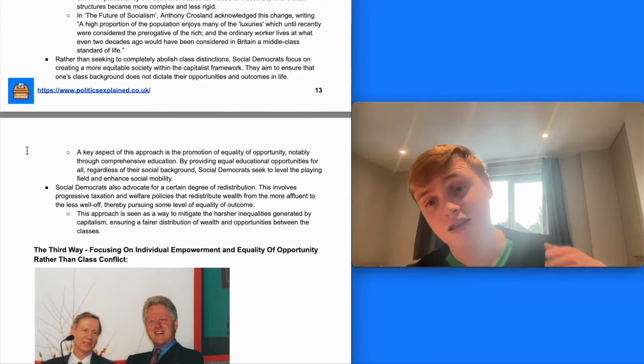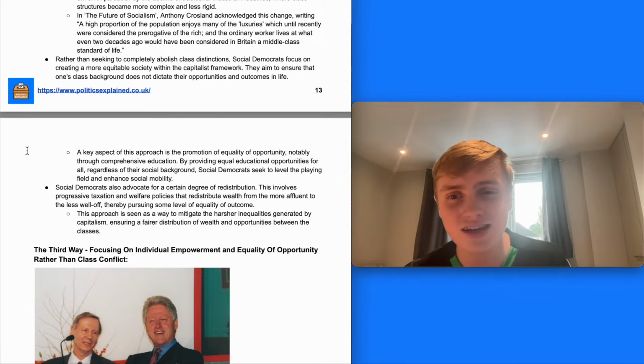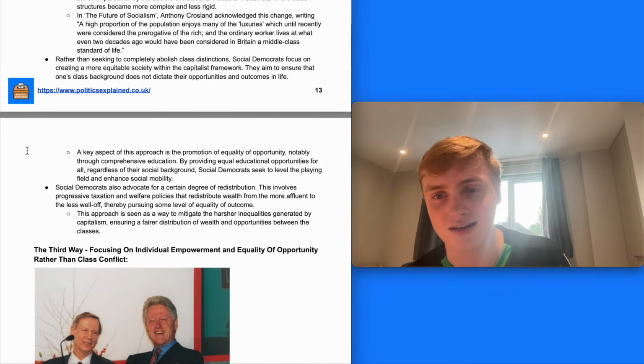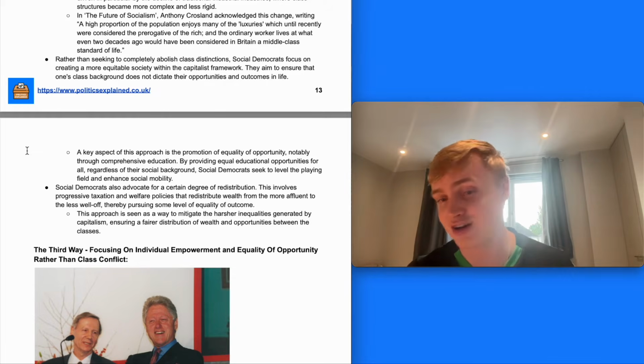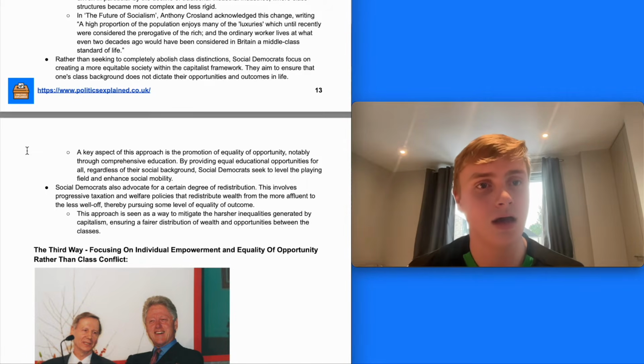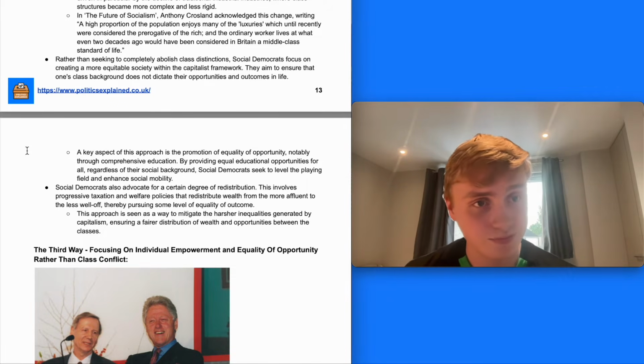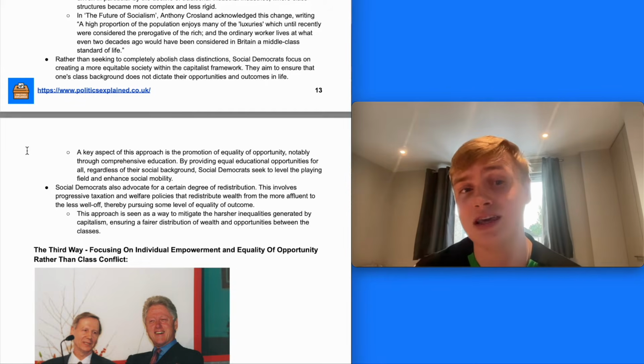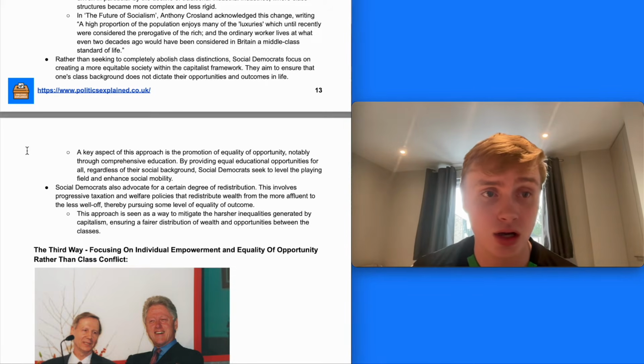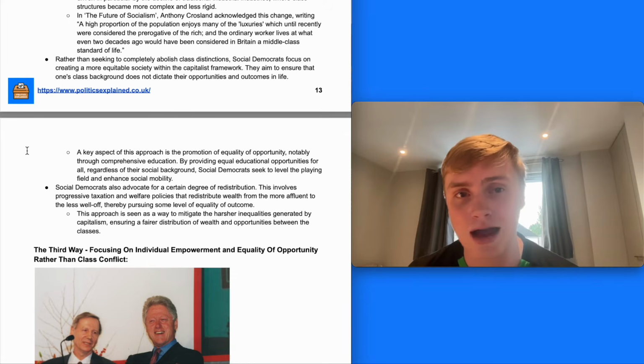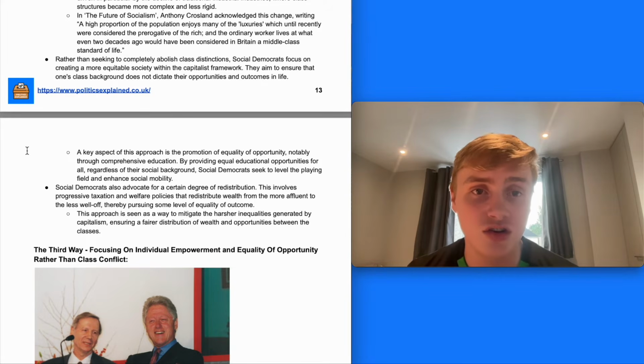of life. So they see this development in society where you can no longer see worsening class conditions for the working class, and the rich getting richer and richer. Therefore, it's a more complex class system, and as a result, they don't seek to completely abolish class distinctions. They focus on creating a more equal society within the capitalist framework, to ensure that one's class background doesn't dictate their opportunities and outcomes in life.